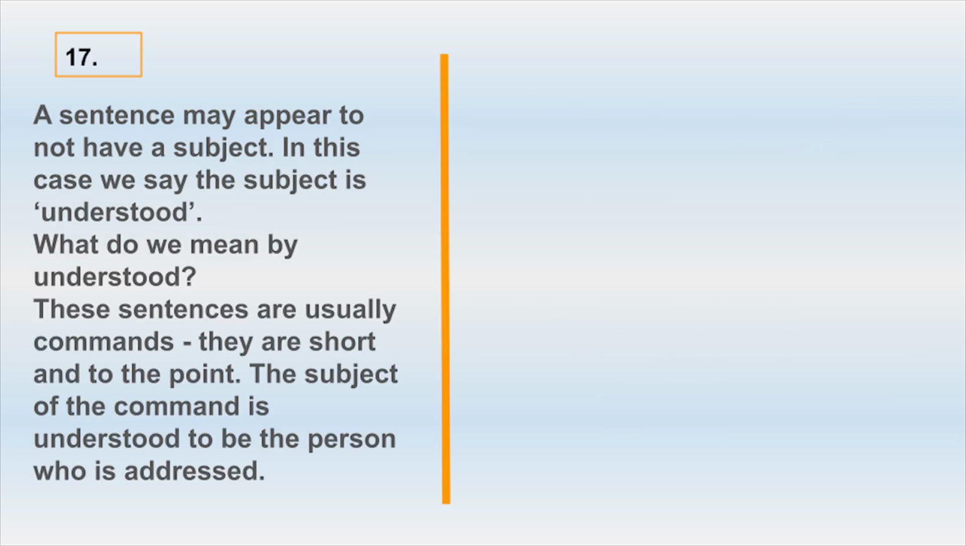Number 17. A sentence may appear to not have a subject. In this case, we say the subject is understood. What do we mean by understood? These sentences are usually commands. They are short and to the point. The subject of the command is understood to be the person who is addressed.